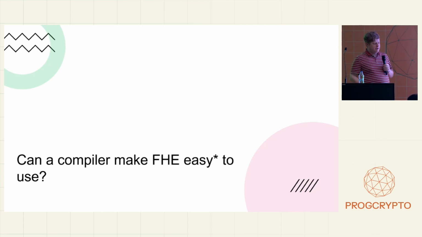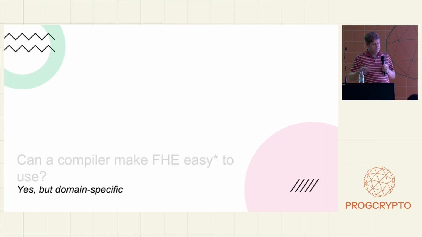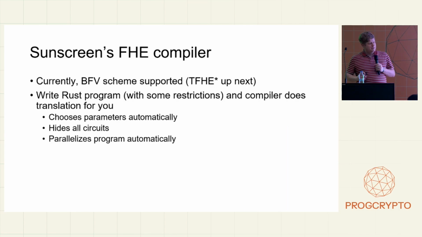So can a compiler make FHE easier to use? And the answer is yes, but it's going to depend on what application you're trying to develop. So we actually built an FHE compiler. We currently support the BFV scheme, but we're looking in the next few months to add TFHE support. And the idea of how this works is you just write a standard function in Rust, and you put a little macro on it, and then our compiler can go and turn that into a circuit. The compiler will then also choose parameters for you that efficiently run your circuit, and guarantee that the answer you get out is correct. And once you have a circuit, circuits are directed graphs, and so you can actually parallelize execution down this graph. So our runtime will automatically parallelize your program for you.